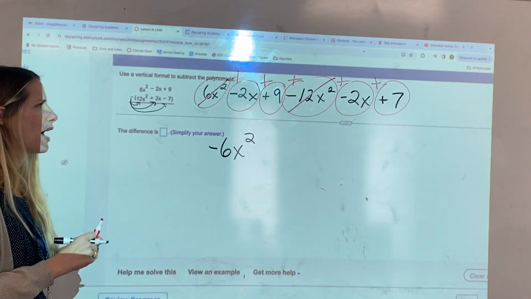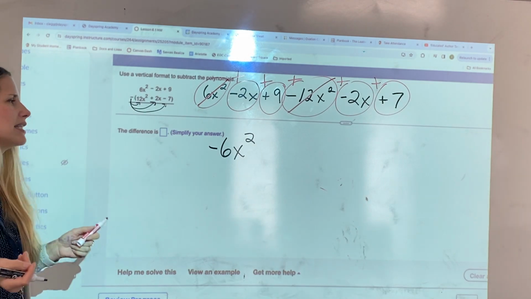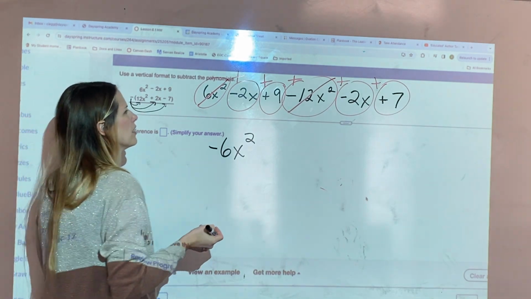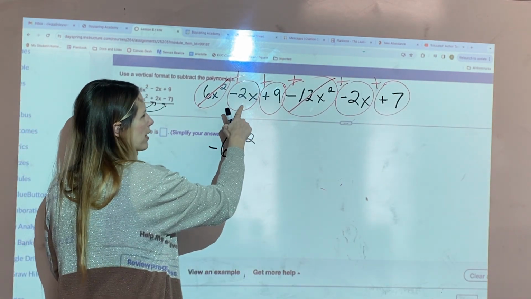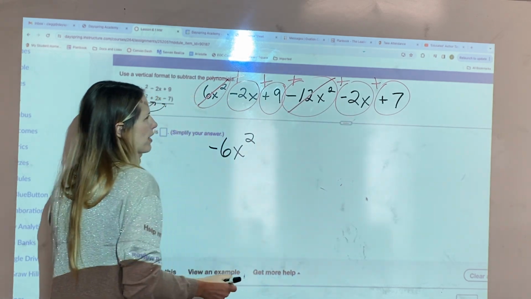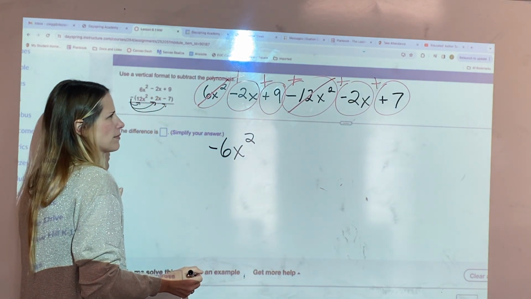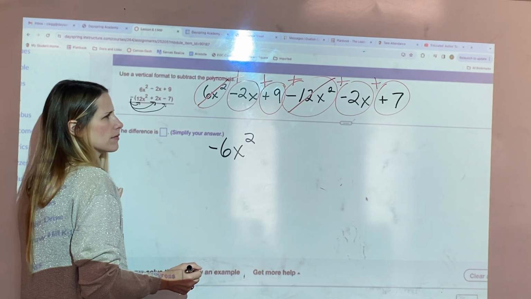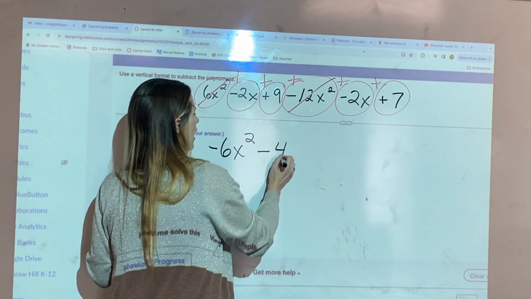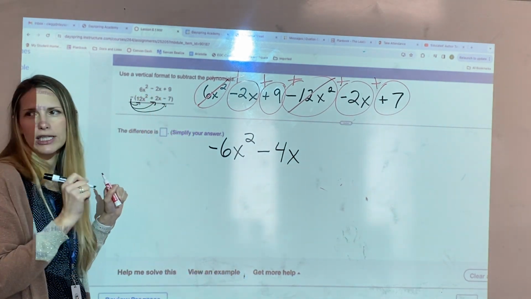Then I'm going to go to my x terms, that's my next highest degree. So I have a negative 2x plus a negative 2x, which is negative 4x.